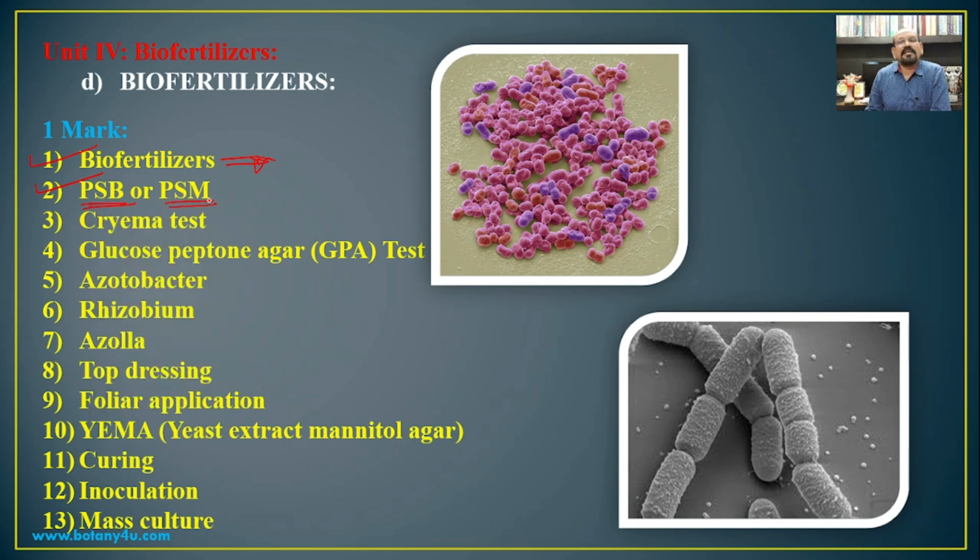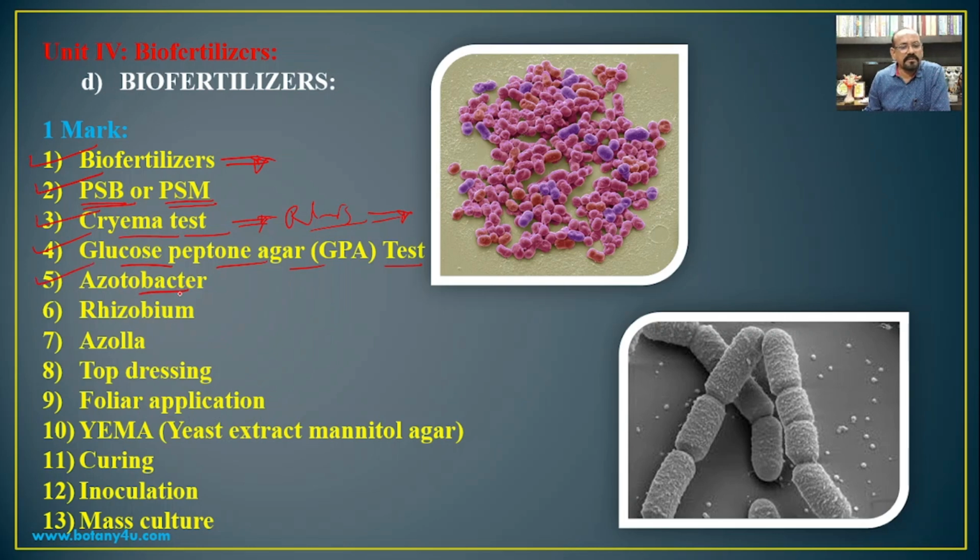phosphate solubilizing microorganisms. Then the Crema test: when the different nodules are crushed, they are grown on a special type of medium, and this is used as a Crema test to know the development of the rhizobium and to separate them from the other organisms. Then the third one, that is again the glucose peptone agar test. This is also used to know the growth of the rhizobium.